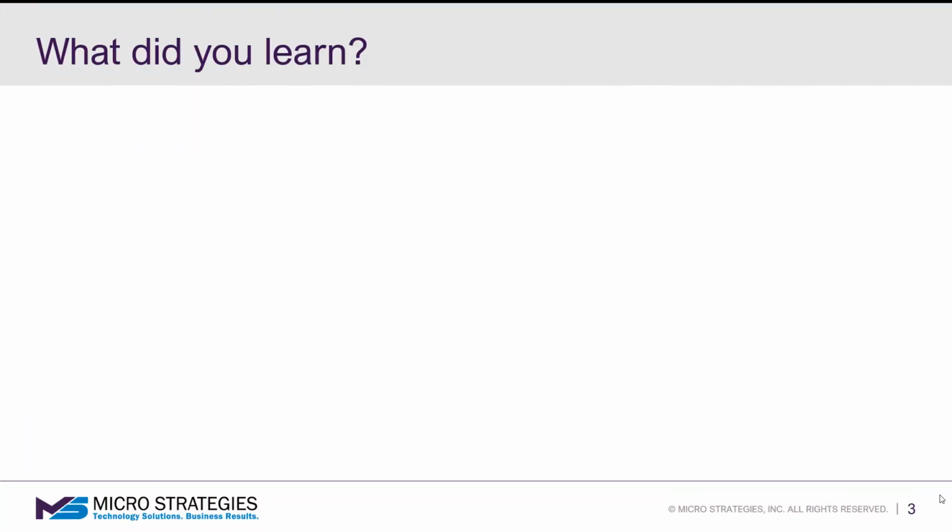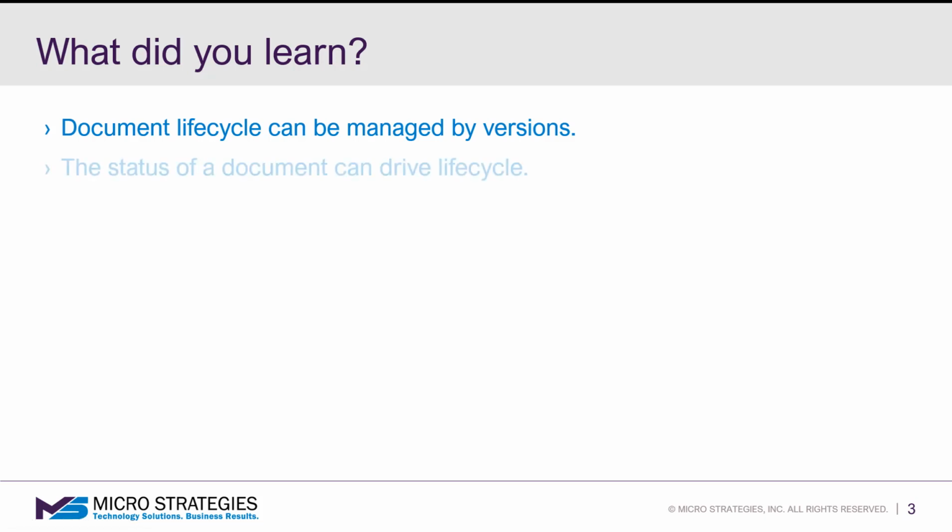So what did you learn? Well, you learned that document lifecycle can be managed by versions. And of course, the status of a document can drive that lifecycle. And when we talk about statuses, remember, those statuses I showed you in the video, those are for the demo. You might have different ones. So sent to client, received from client, approved, rejected, effective. You can have your own statuses based on your implementation. But again, you can link those statuses to the correct version.